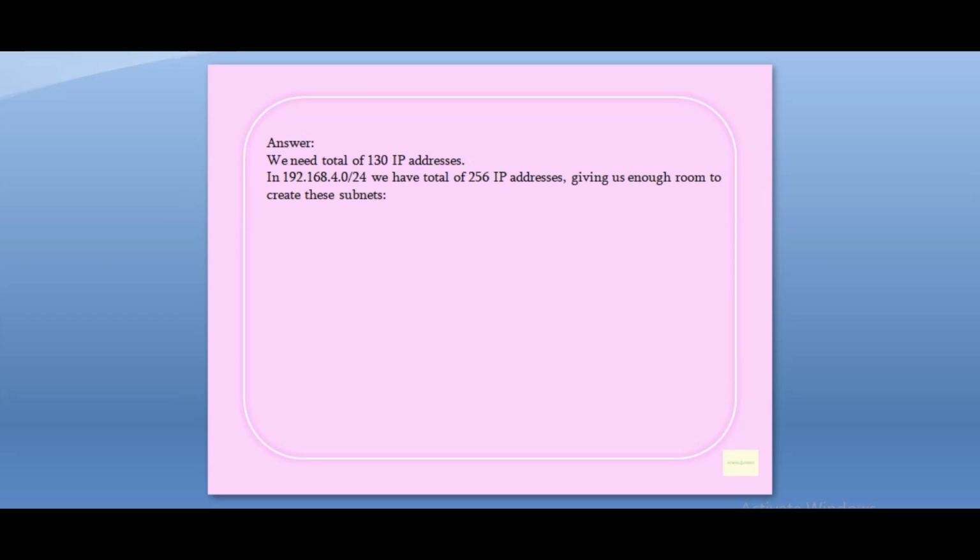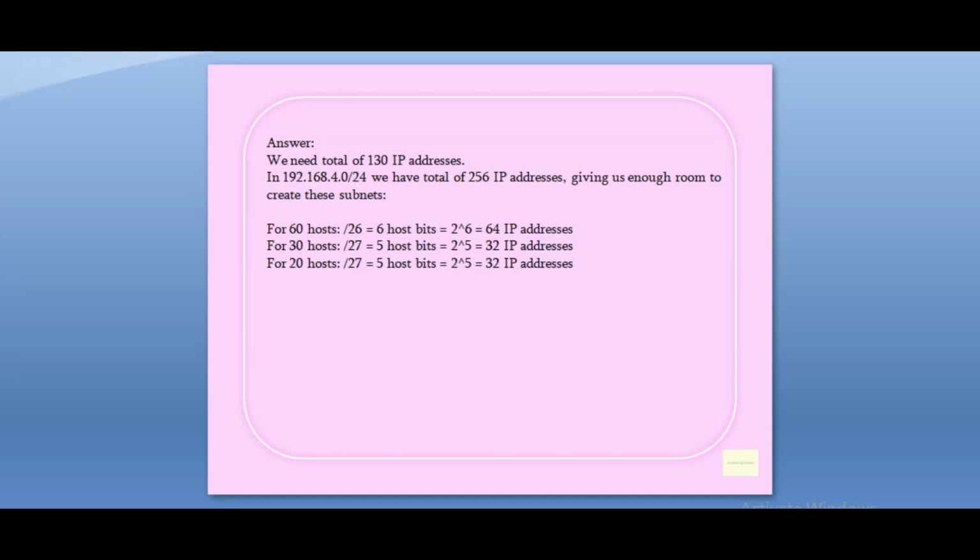So first, let's start by finding the prefixes. Starting with the largest subnet, for the subnet with 60 hosts, using /26, we get 64 IP addresses. For the subnet with 30 hosts, we are going to use /27, which will give us 32 IP addresses. For the subnet with 20 hosts, we are going to use /27, which is also going to give us 32 IP addresses. For both administrative departments consisting of 10 hosts each, we are going to use /28, which will give us 16 IP addresses per subnet.